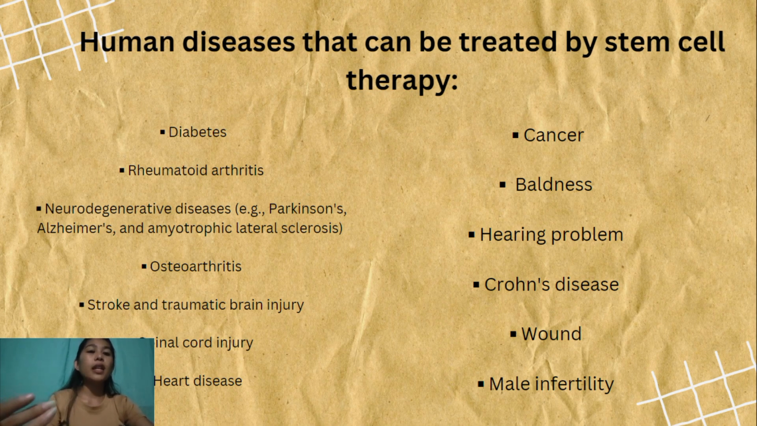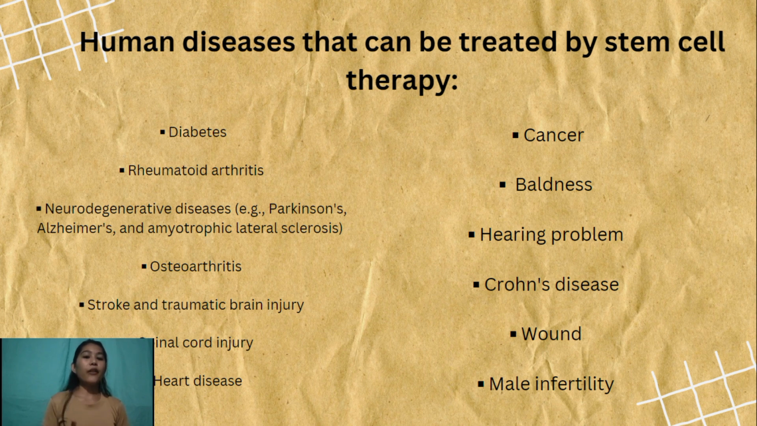Human diseases that can be treated by stem cell therapy. First, we have diabetes. Stem cells can be used to make new insulin-producing cells to help people with diabetes control their blood sugar. So in diabetes, stem cells can make new insulin-producing cells to help people who have diabetes.